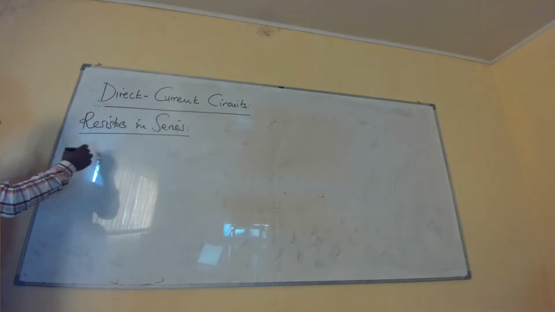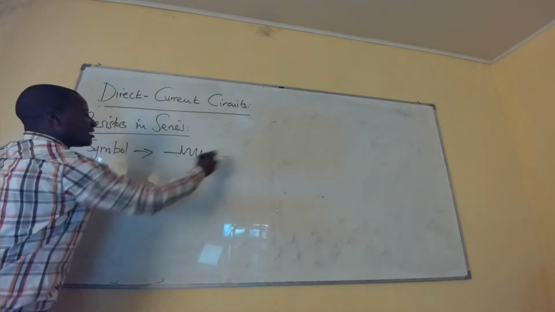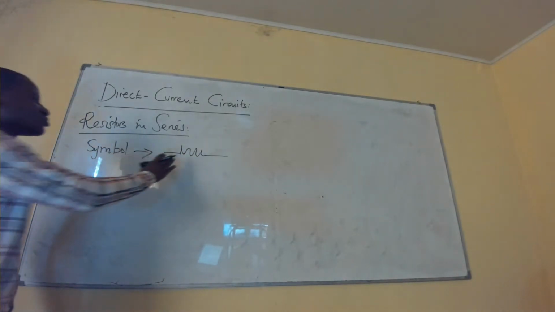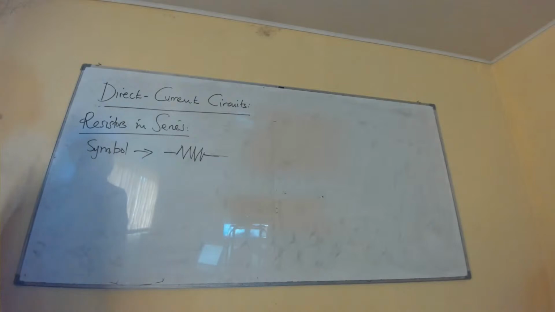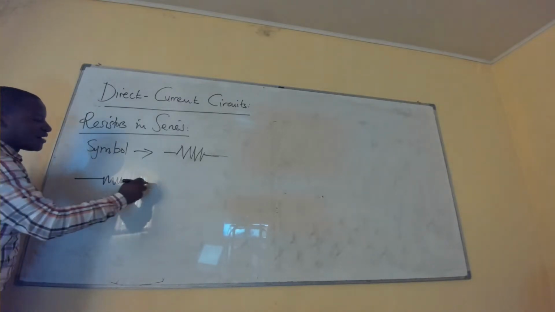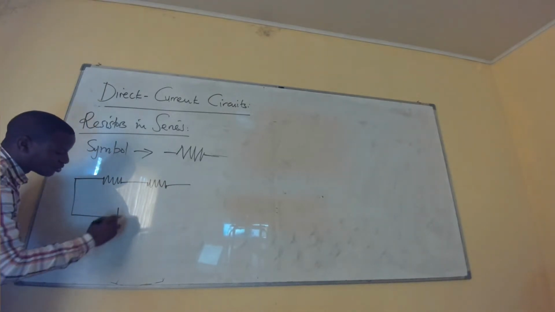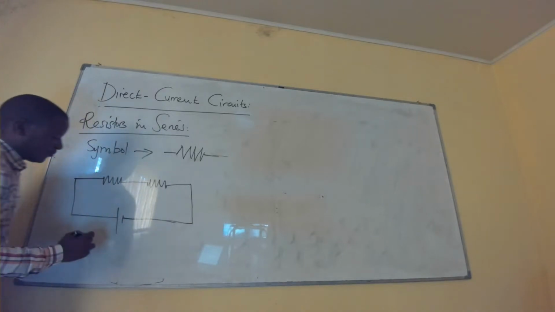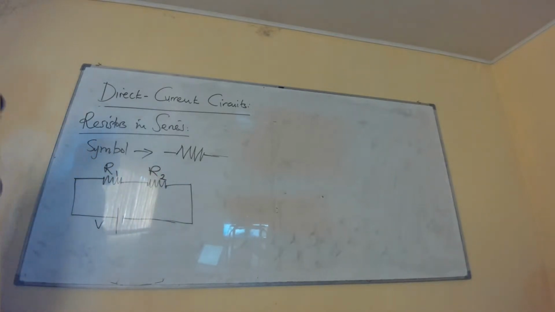Of course, we know, for example, the symbol, we know it very well from high school. It's just like that, or whichever way you want to put it. So that is just a symbol for the resistor. So how do we connect them in series? What we have is our connecting wires. We have R1 there. We have R2, then we have our source of EMF down here, our voltage there. This is R1, this is R2.